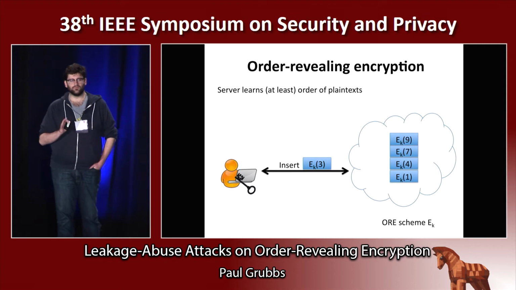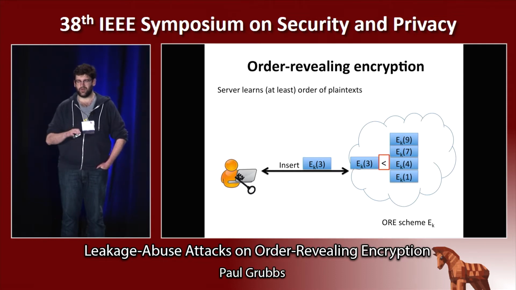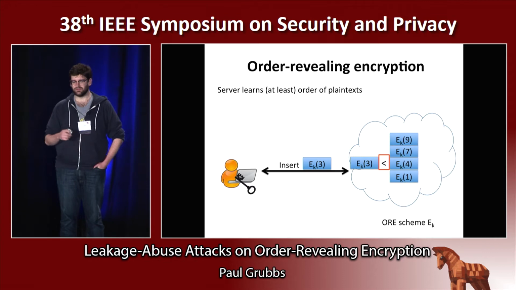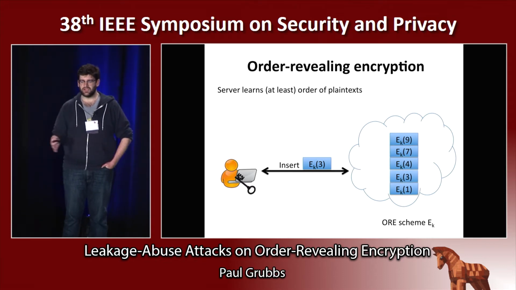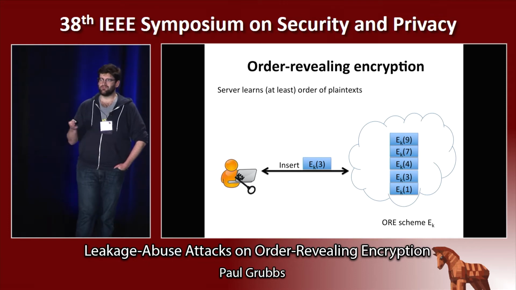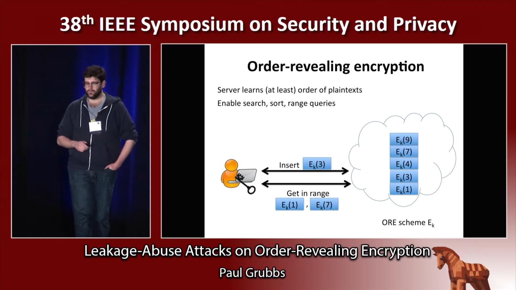The functionality of order-revealing encryption is pretty simple. The client inserts some encrypted value, and the server can non-interactively reveal the order of that value relative to the other ciphertexts in the system. This allows it to basically maintain a sorted data structure of ciphertexts, which it can use to efficiently answer things like range queries and group-by-limit queries in SQL and stuff like that.